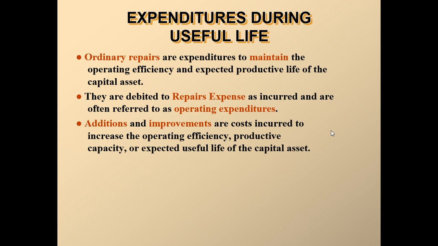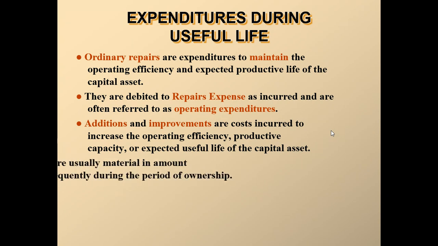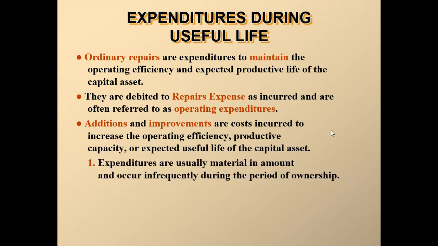Any additions or improvements are costs incurred to increase the operating efficiency, productive capacity, or expected useful life of the capital asset. Okay, so if you add on or if you improve the actual item itself, you're not going to use specifically that asset as your account, but there's going to be other expense accounts associated with that. So it's not because you improve your automobile by buying new tires that you're going to put the cost of those tires on the automobile. It'll go to different expense accounts for that. Expenditures are usually material in amount and occur infrequently during the period of ownership. Okay, so once again, it's not consistent. It happens here and there.